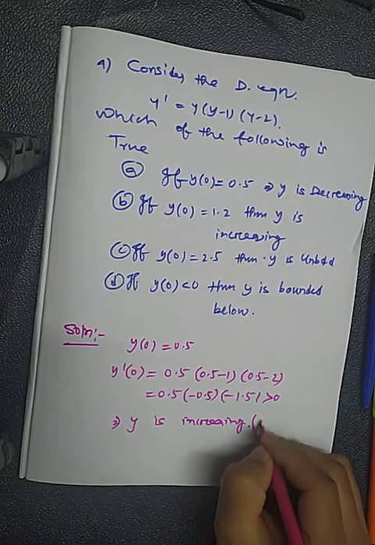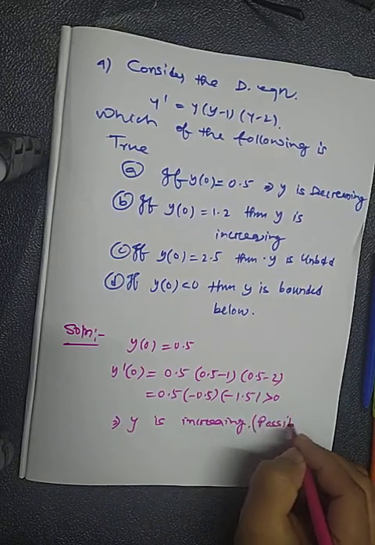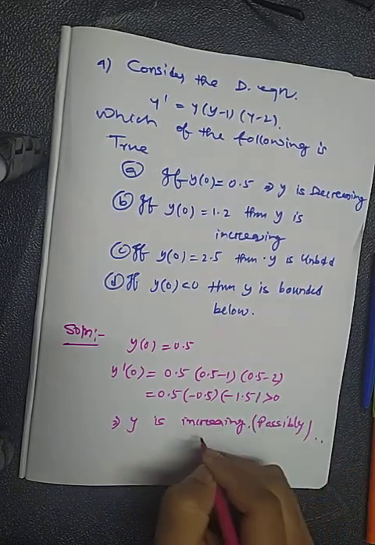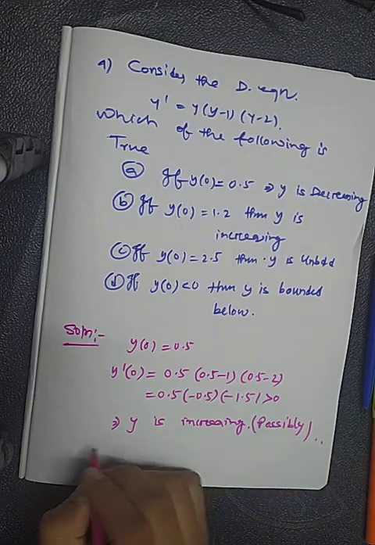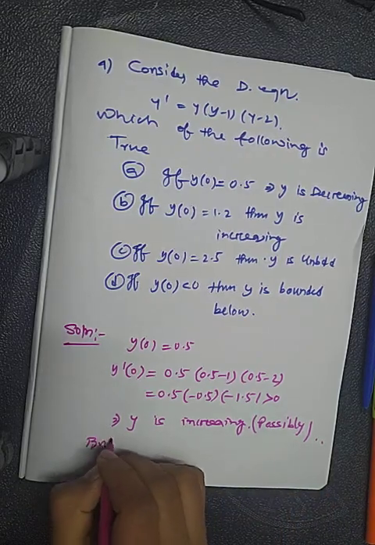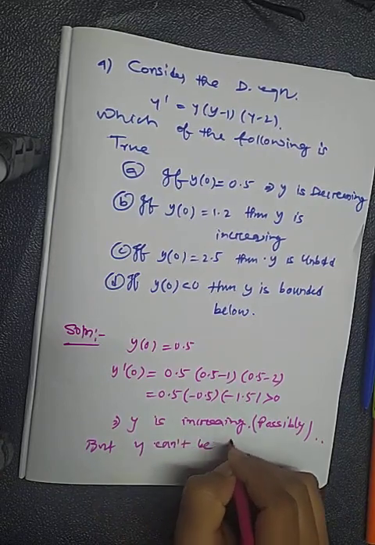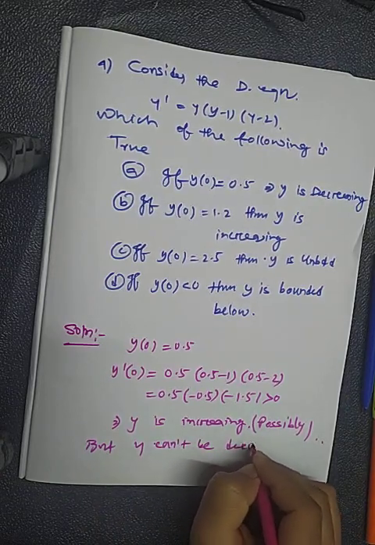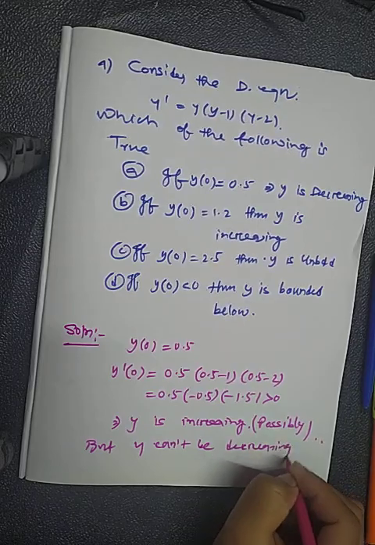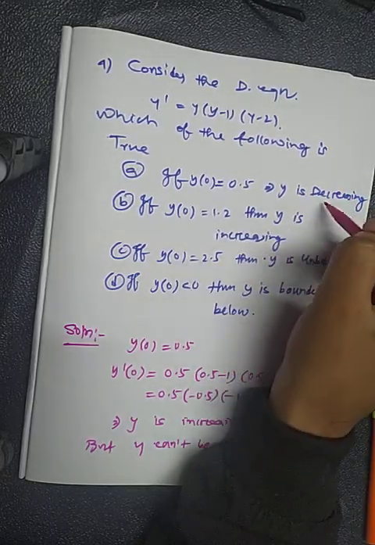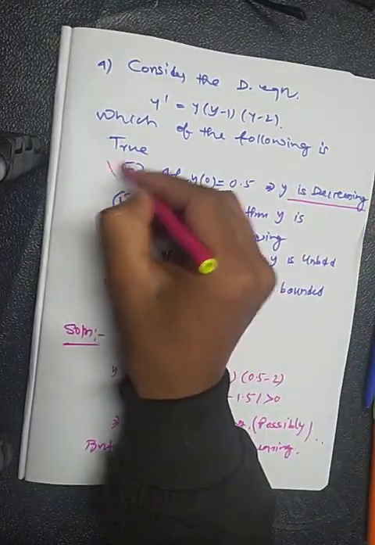It may not be increasing, but what is important is that y cannot be decreasing. From here we can say that y cannot be decreasing. So y is decreasing is not possible, so option A is false.